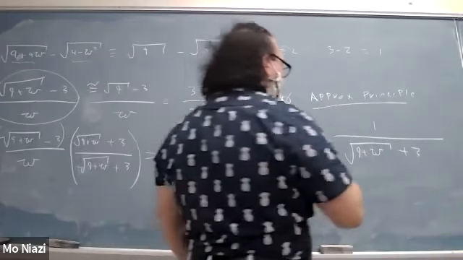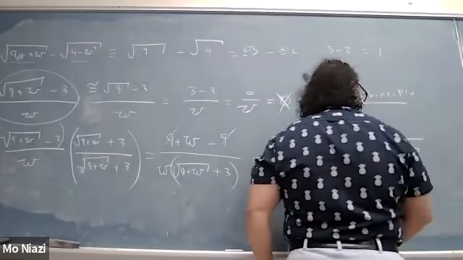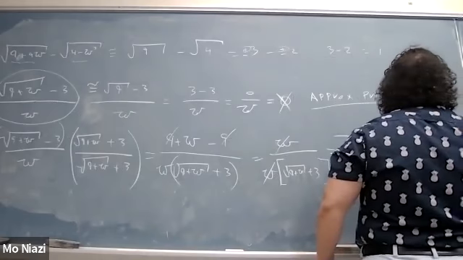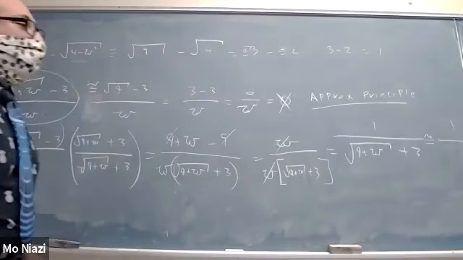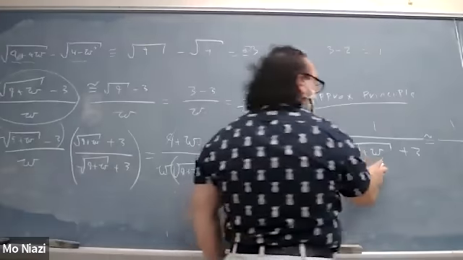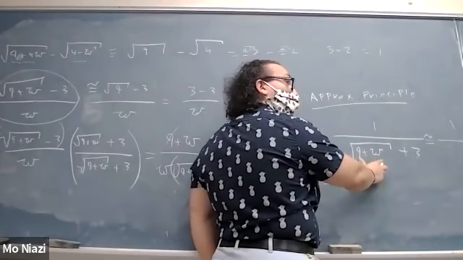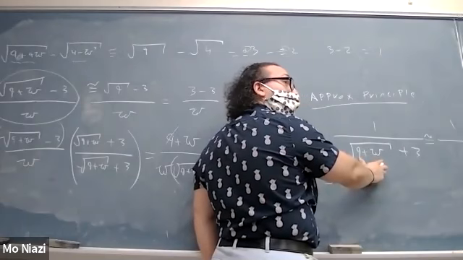Now what happens when we approximate this? 1 over what? 6. 1 over 6. How are you getting that? Are you approximating this to be 9? Yes. And then you're square rooting 9 and you're getting 3 and you're adding it to 3. So 3 plus 3 is 6.